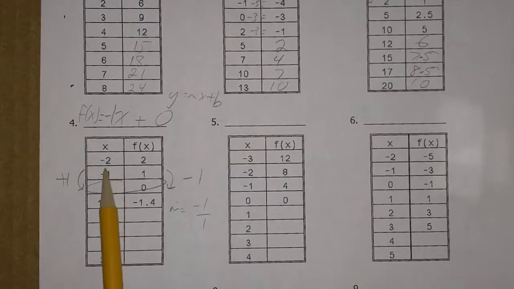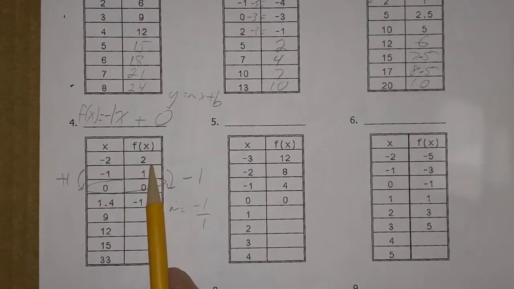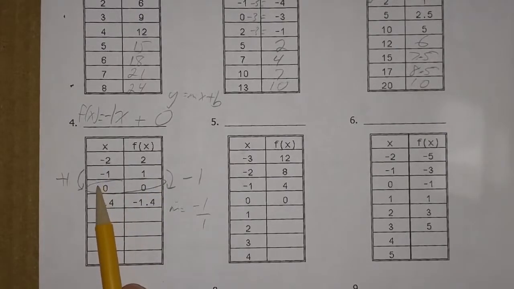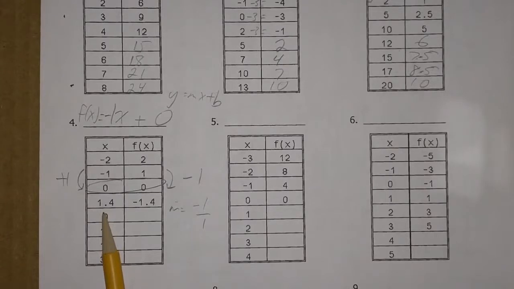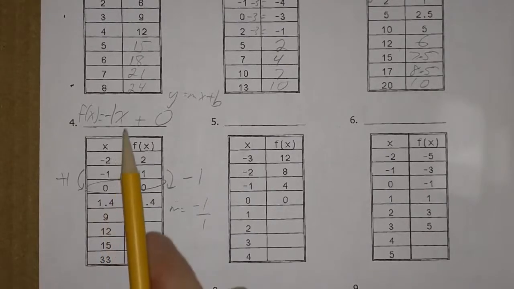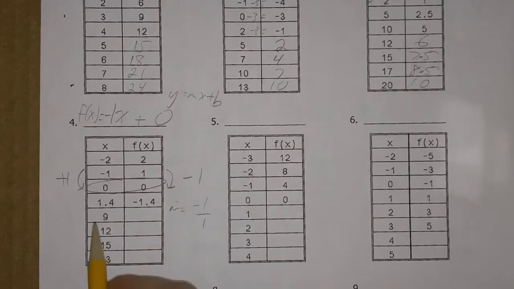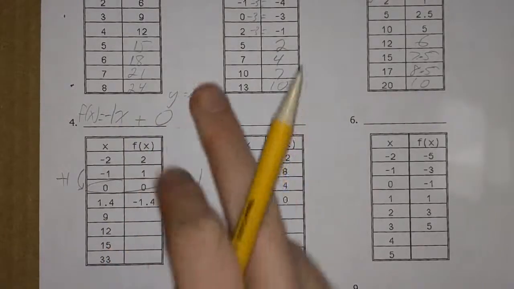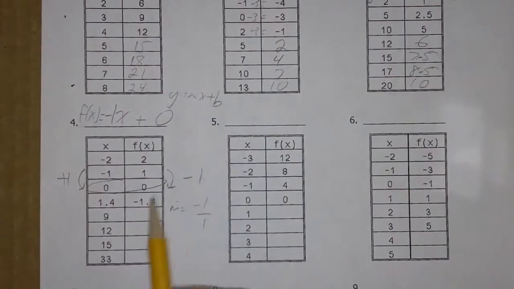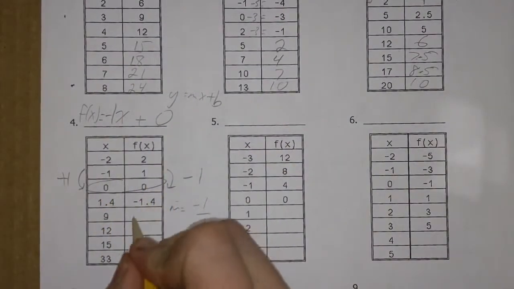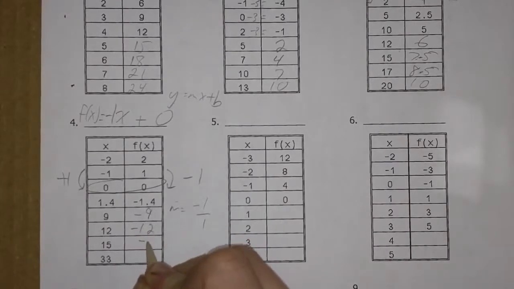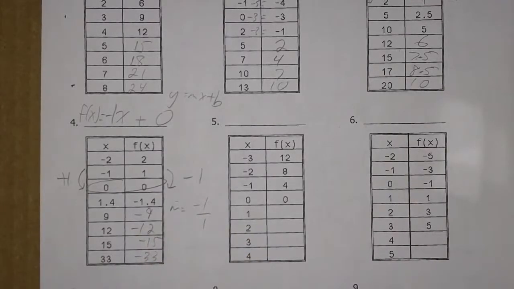Okay, so let's just think this through. -2 times -1 is +2, plus 0 is 2. Negative 1 times negative 1 is positive 1, plus 0 is 1. 0 times negative 1 is 0, plus 0, 0. 1.4 times negative 1 is negative 1.4, plus 0, negative 1.4. Because this is optional, we are really just multiplying whatever it is by negative, so changing the sign here. So we get negative 9, negative 12, negative 15, negative 33.